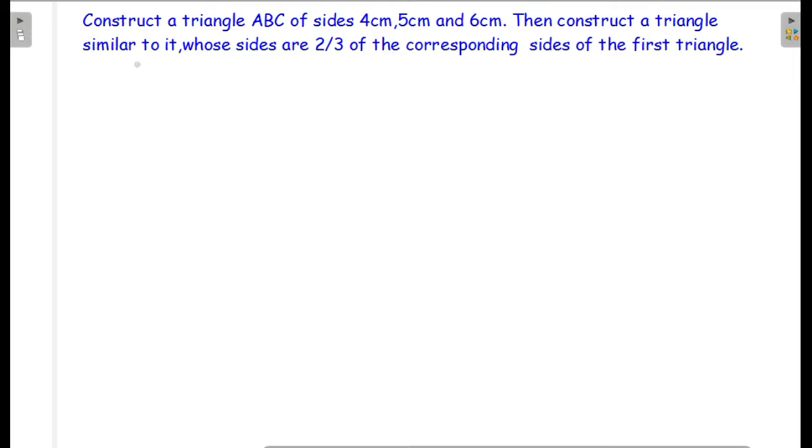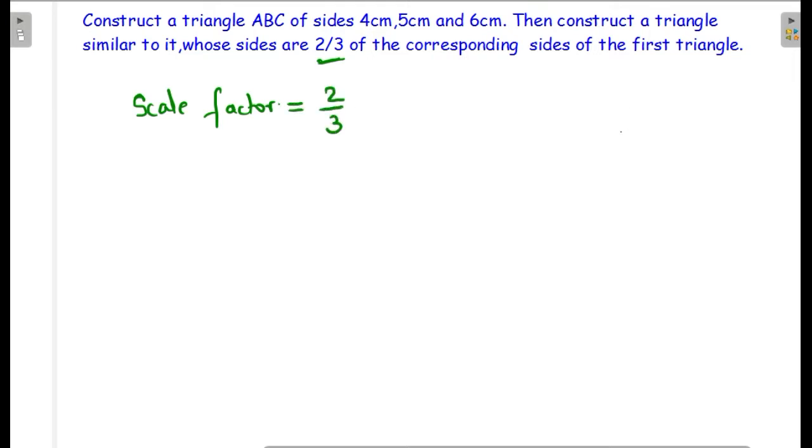Now, we have to construct the triangle similar to this triangle whose sides are 2/3 of the corresponding sides of the first triangle. Before starting the construction, we need to understand this 2/3, what the ratio is given. So, here this 2/3 is called the scale factor. Now, what is this scale factor? If you have a triangle, what is the scale factor given in this question?